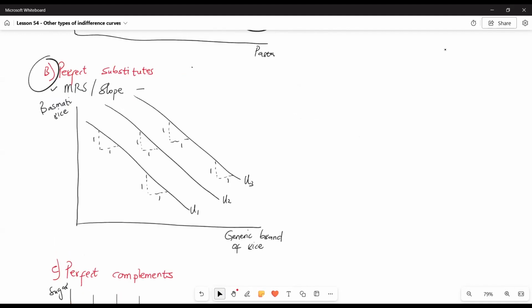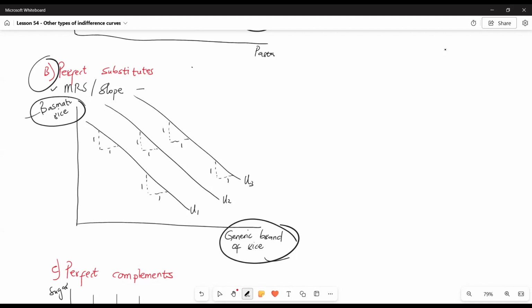So let's look at an example. If a consumer is choosing between maybe basmati rice and a generic brand of rice, so if we assume that for this consumer, one bowl of basmati rice is always exactly equal to one bowl of a generic brand, then it means that this consumer is willing to always trade one bowl of basmati rice for a bowl of a generic brand. Now, in economic terms, what we mean is that the marginal rate of substitution of basmati rice for the generic brand is constant.